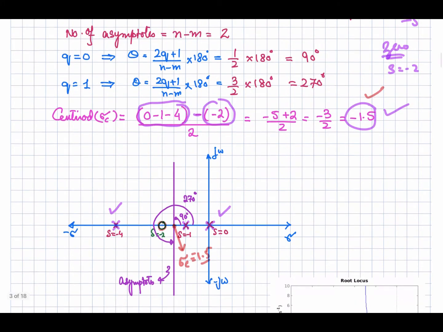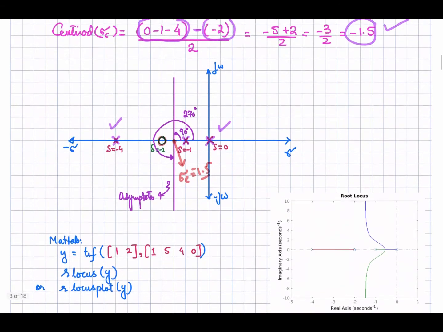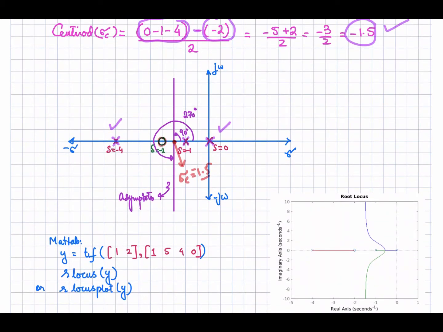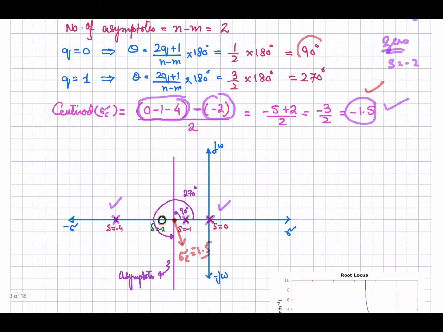This is the centroid. So this is the point from where the asymptotes will touch the real axis, and the angle of the first asymptote is 90 degrees, that you can observe over here. This is 90 degrees, and the angle of the second asymptote is 270 degrees. So this is 270 degrees. The second asymptote is going like this.